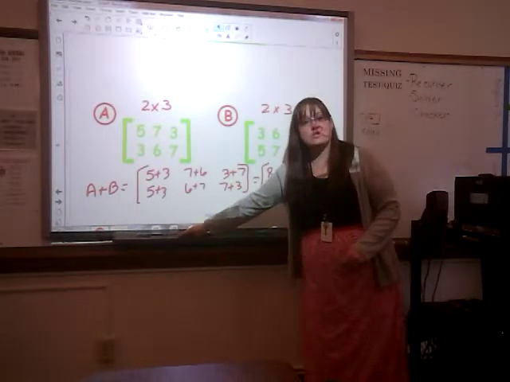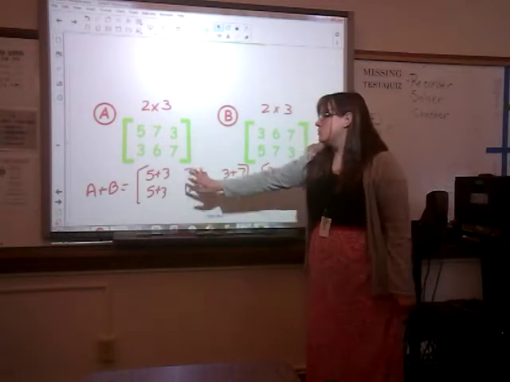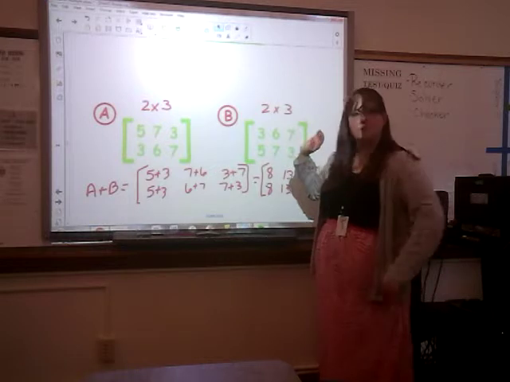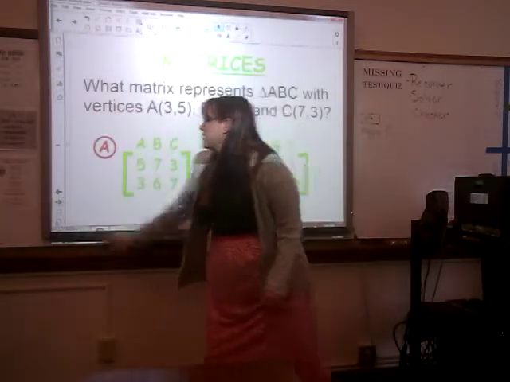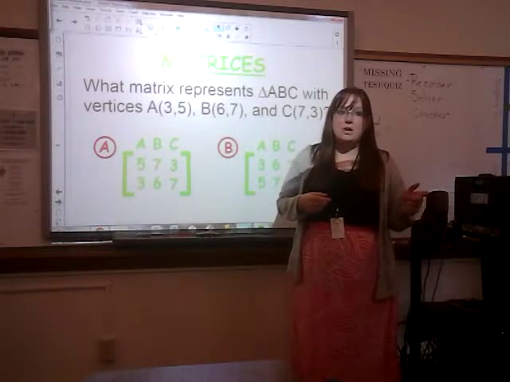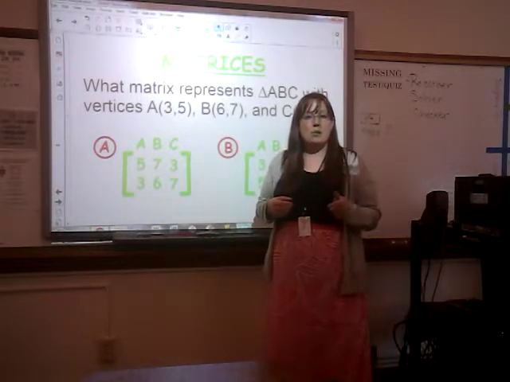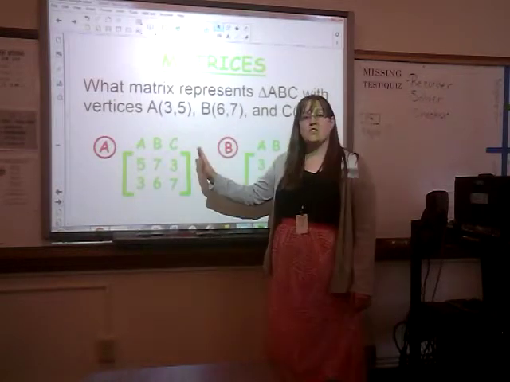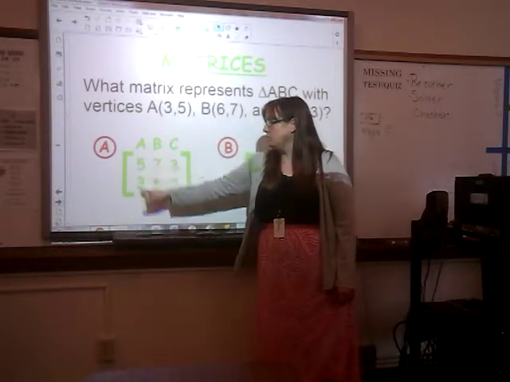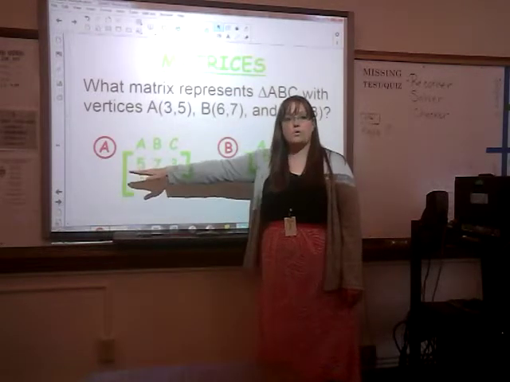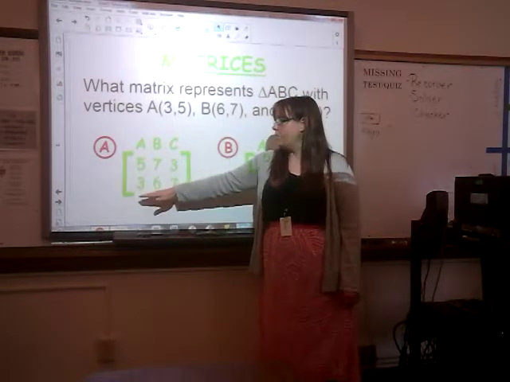So that's adding matrices. Subtracting works the same way. You just subtract 5 minus 3, 7 minus 6, and so on. So let's take a look at, remember we talked about that a matrix can represent a shape. And so remember, when we're talking about a matrix being a shape, each of the vertices of our shape gets a column, and each of the rows represent X and Y.